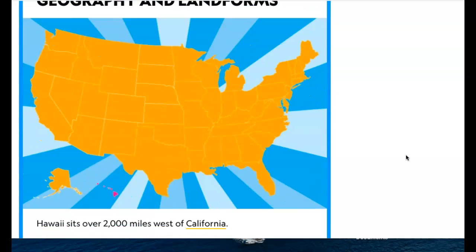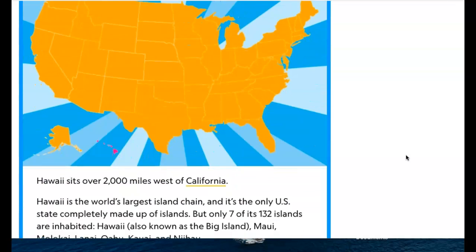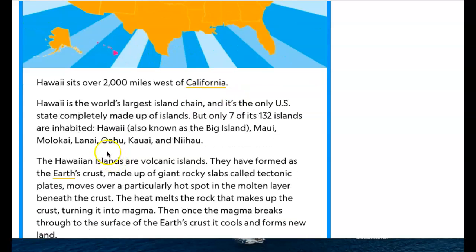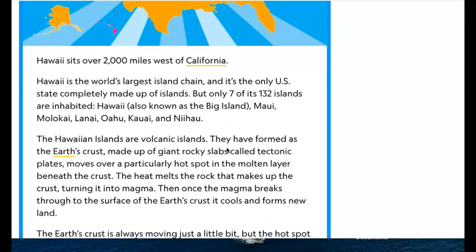Here we're getting closer, geography and landforms. Okay, so right here, Hawaii sits over 2,000 miles west of California. And then we have information about it being the world's largest chain. Only 7 of its 132 islands are inhabited. Okay, so now we're getting into information that could be included in the region section.